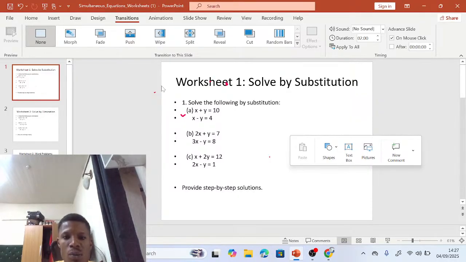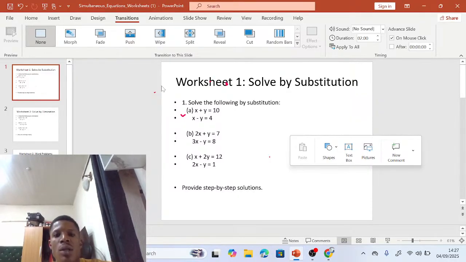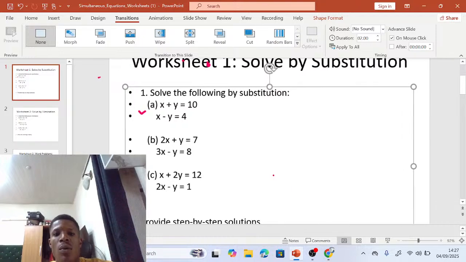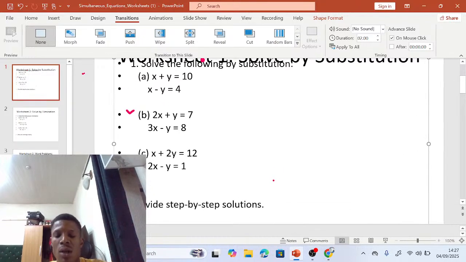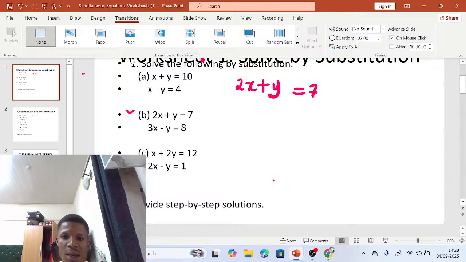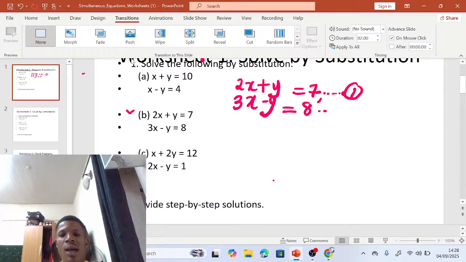When we have our equations, we have that 2x plus y is equal to 7. That's equation 1. Then we have 3x minus y is equal to 8, and this will be our equation 2.